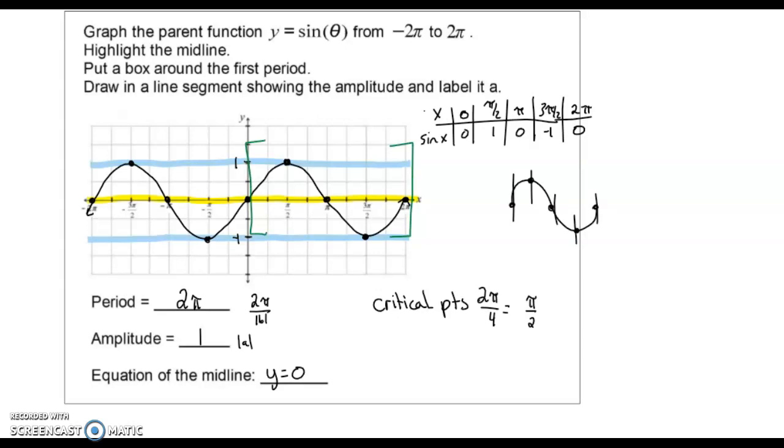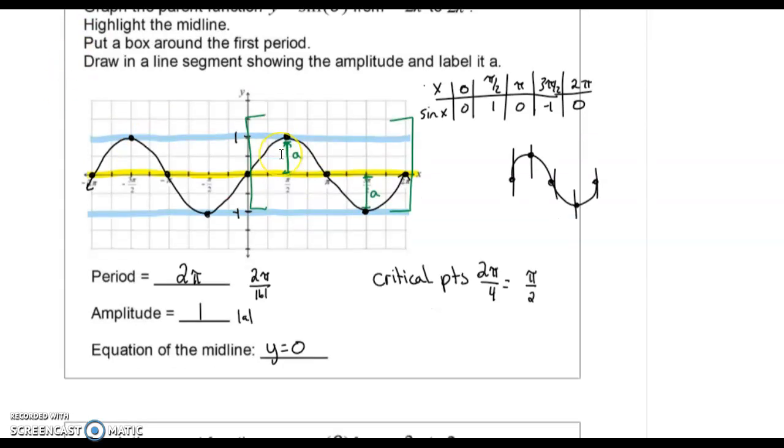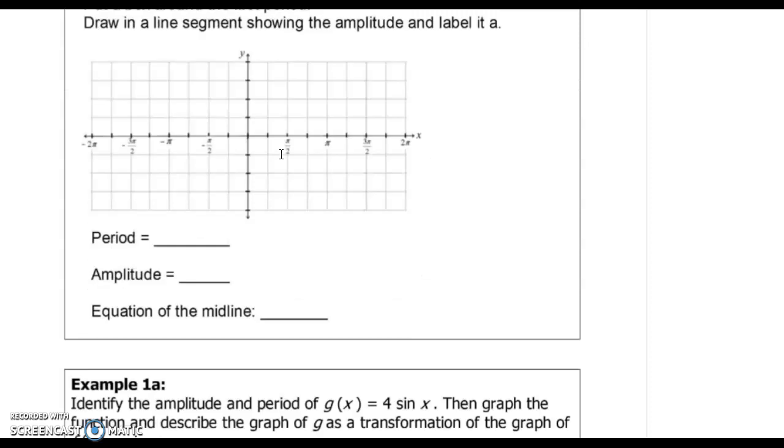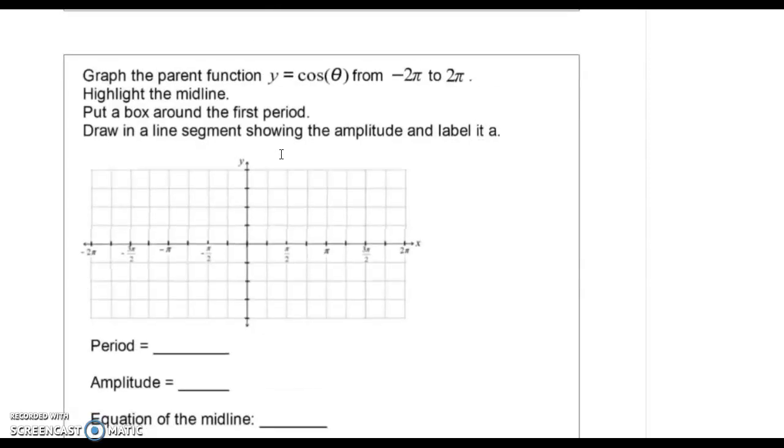It also wanted us to draw in a line segment showing the amplitude and label it A. So here's our line segment, and this is A. That's our amplitude. You can also see our amplitude right here. That's A. Okay, we are taking a lot of time on these parent functions because understanding the parent function is the key to all the other graphs.